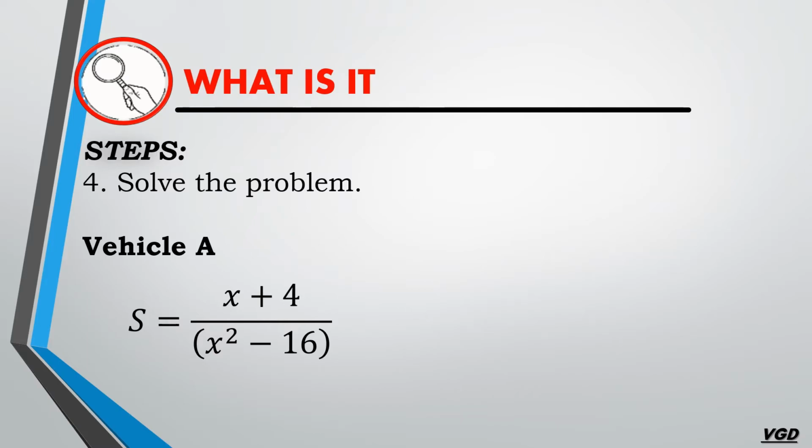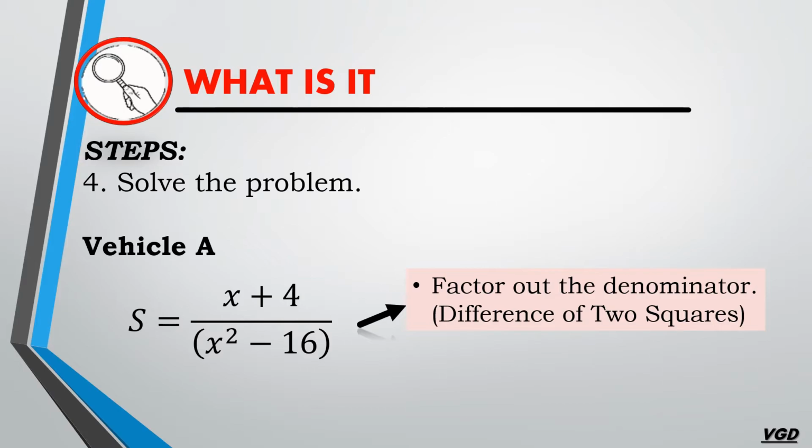And remember the way of factoring polynomials. So we will be able to factor our denominator. How to do that? We have to factor out the denominator using the difference of two squares.